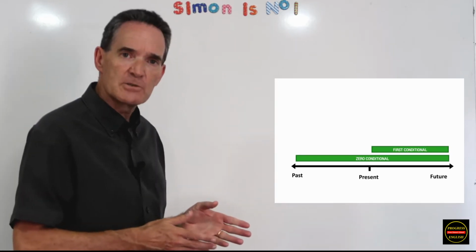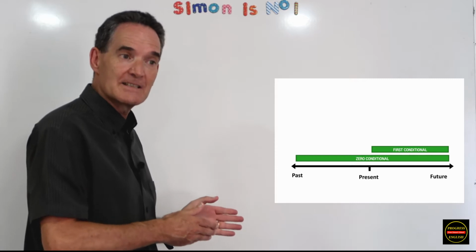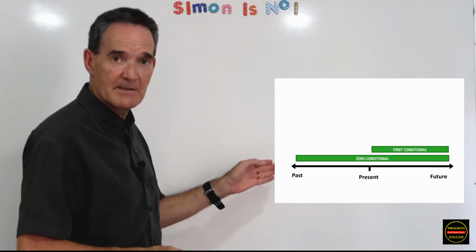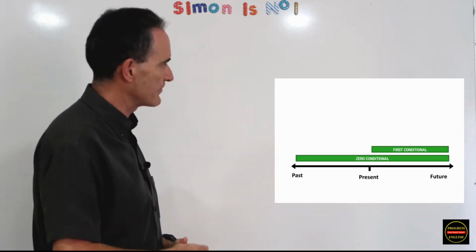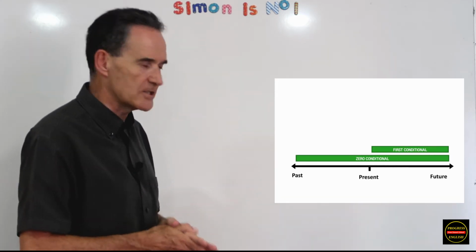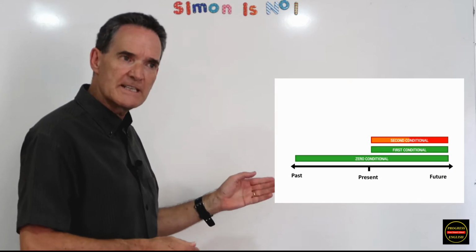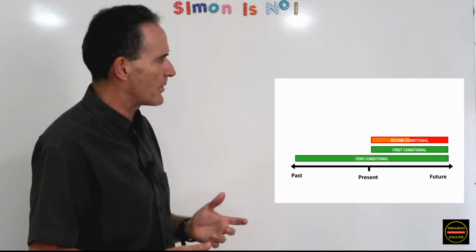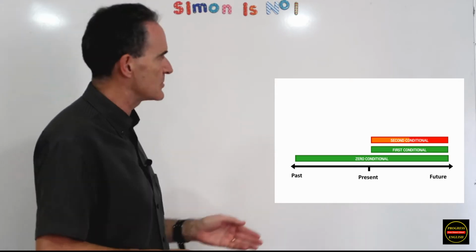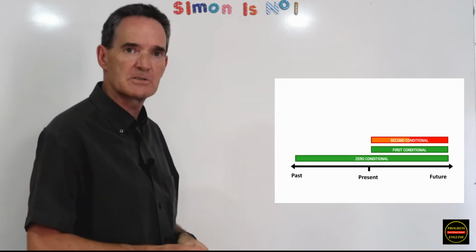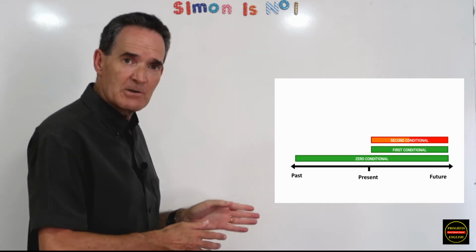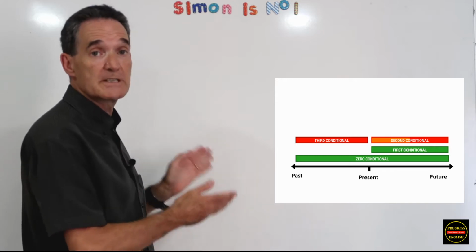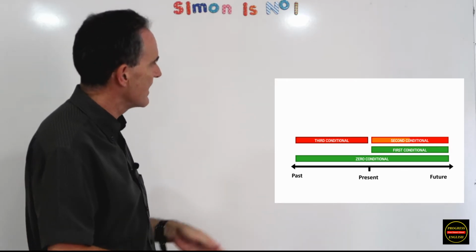The first conditional we use for things in the future. So you can see we have it on our timeline from the present to the future. Now, the second conditional. The second conditional is for things which are improbable or maybe impossible, again, in the future. So the same as the first conditional. And now the third conditional. Well, the third conditional we use just for the past.